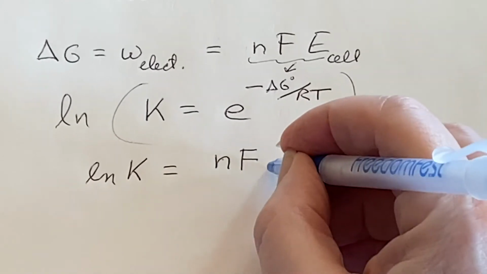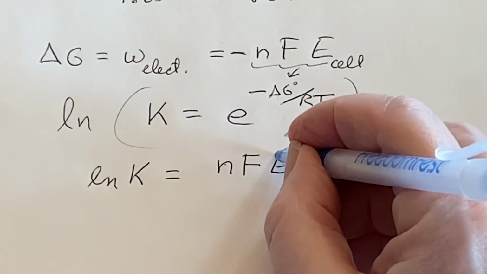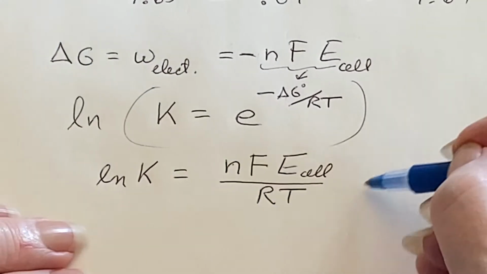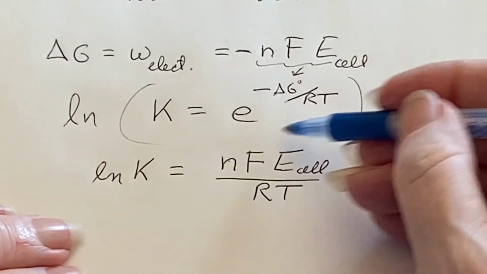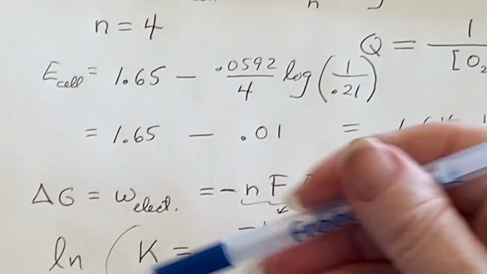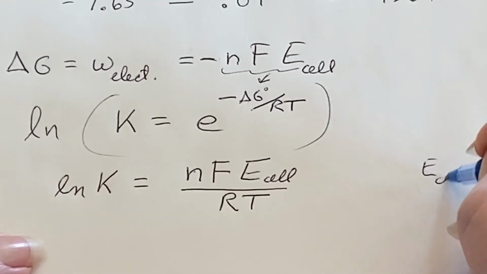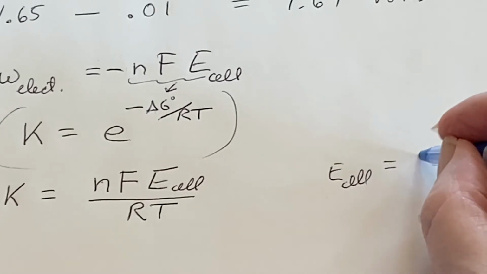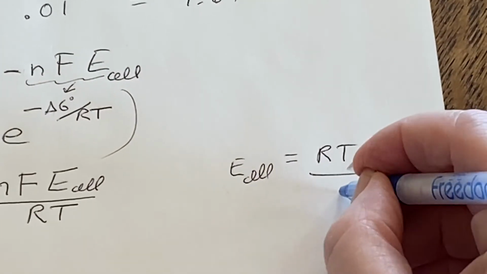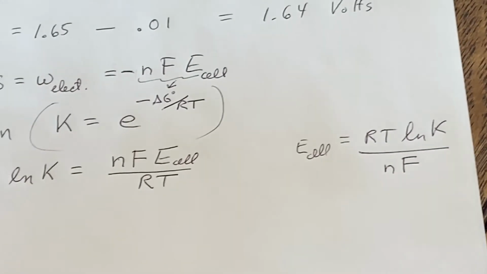nF. I forgot my minus sign up there. Good grief. nF E of the cell over RT. That's where all of that came from, that was on the original one before we made it more simple. We were rearranging this so that it was E. That's where that came from.